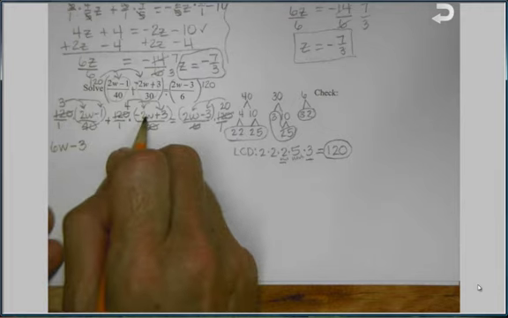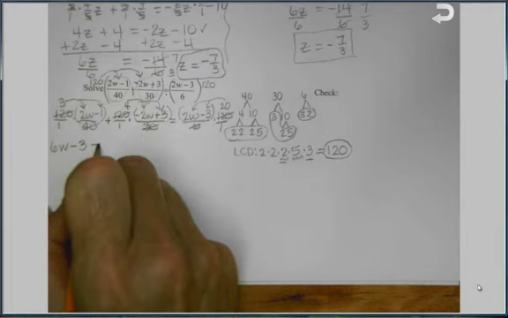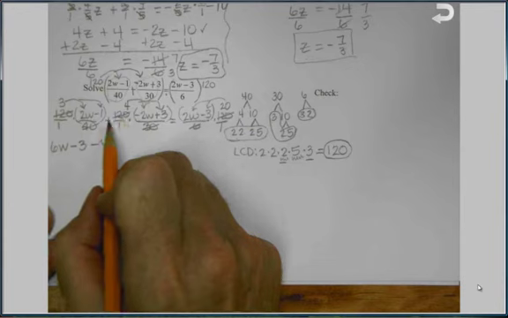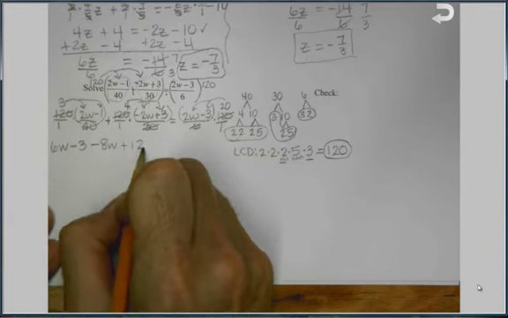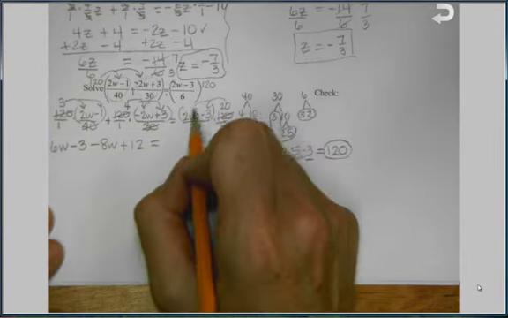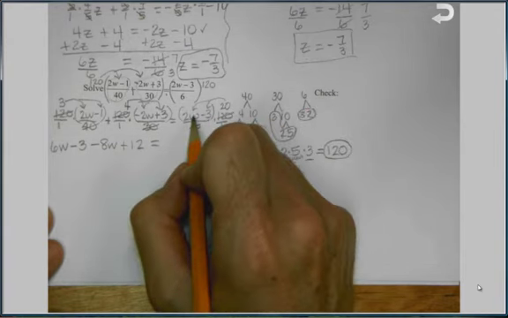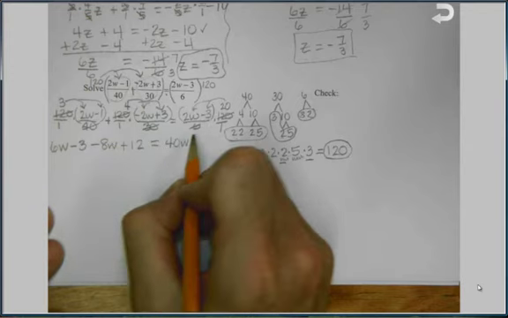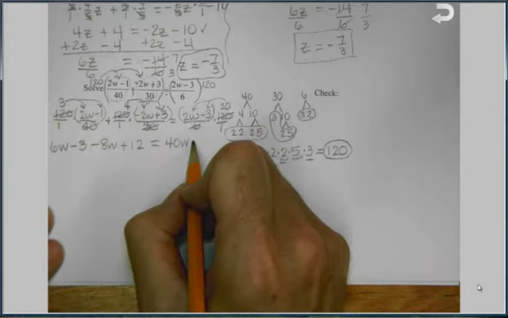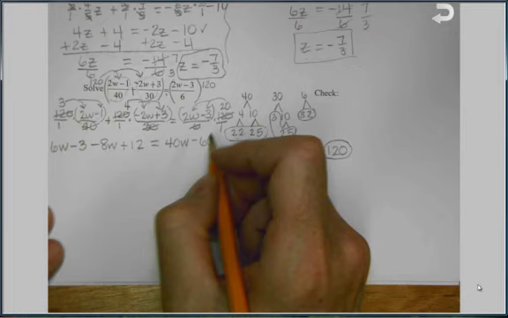Now when I distribute here, I get 6w minus 3, and I have a plus 4 times a negative 2w, so I get negative 8w, and then a plus 4 times a positive 3, so plus 12, equals, on the right hand side, 2 times 20 times w, so 40w minus 3 times 20, which would be minus 60.